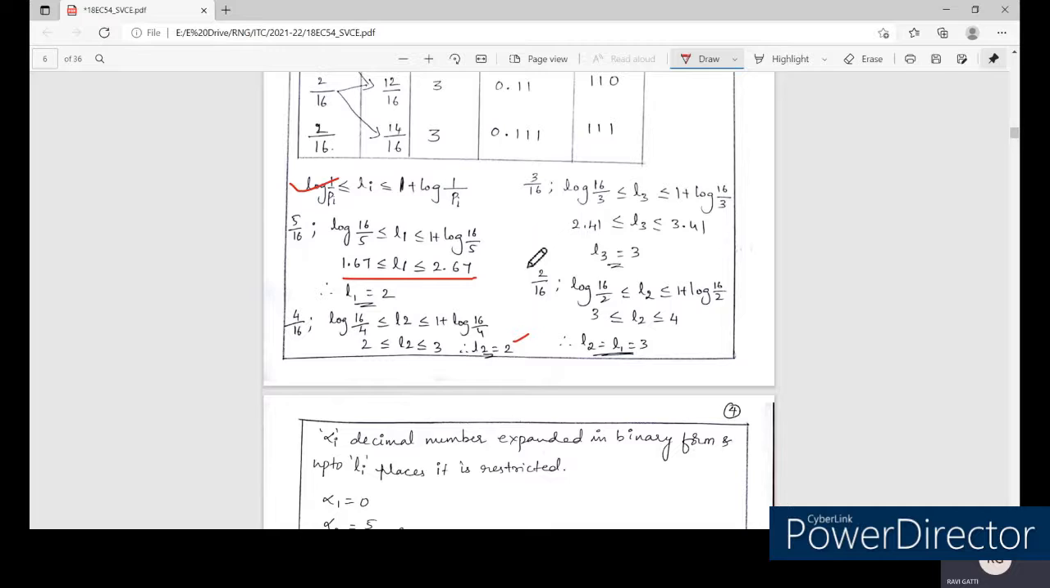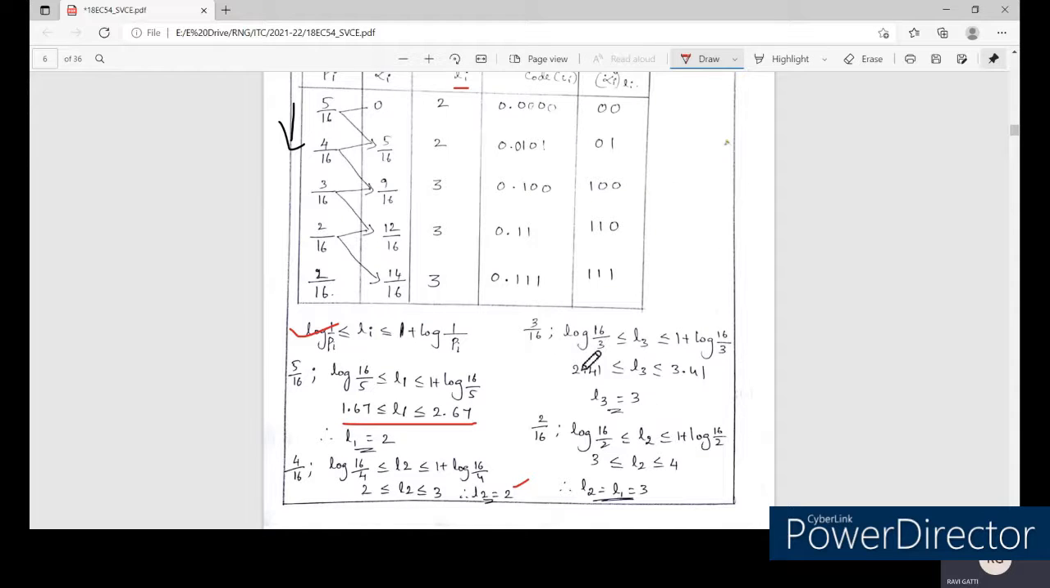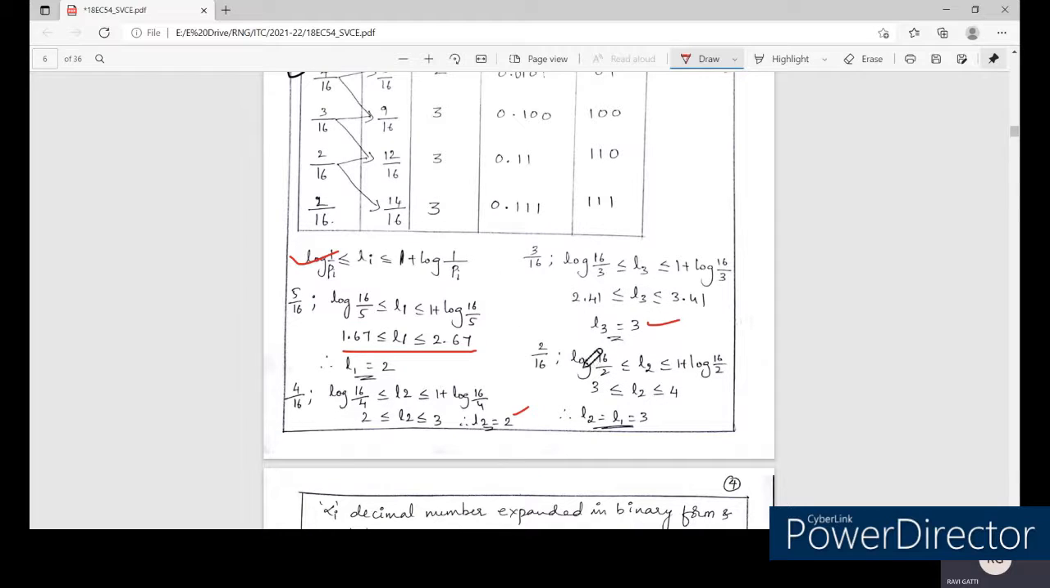Similarly, next 3 by 16. When you do this, you can get it should be greater than 2.41 and it should be less than 3.41. So your Li you will be considering as 3. The next one is 2 by 16. When you do this, you'll be getting greater than or equal to 3, and less than 4.